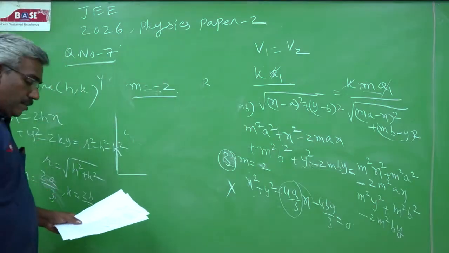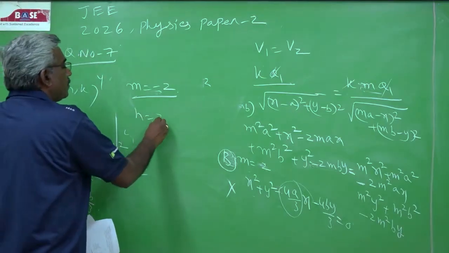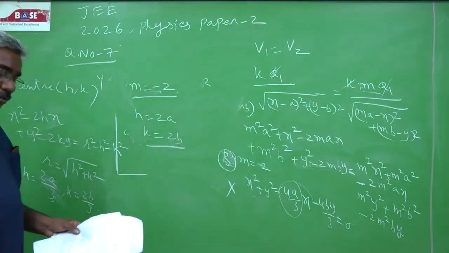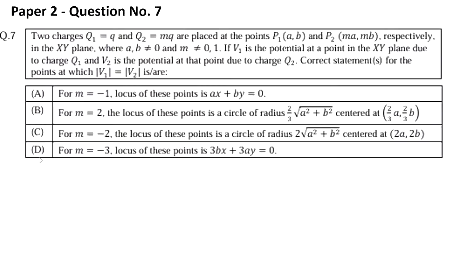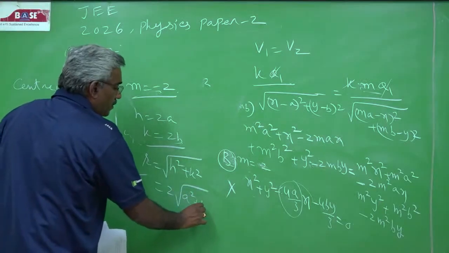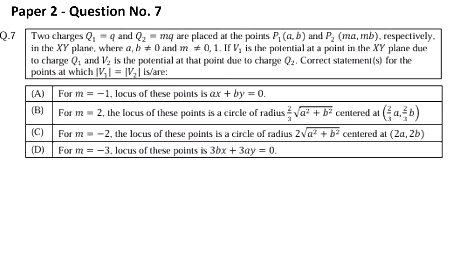Then what happens is, h will be equal to 2a, k will be equal to 2b. So the circle of radius r is equal to under root of h square plus k square, that will be 2 under root of a square plus b square. Option D is obviously wrong. Check m is equal to minus 3, last option, that's not correct. So for this one, A, B, C are correct.